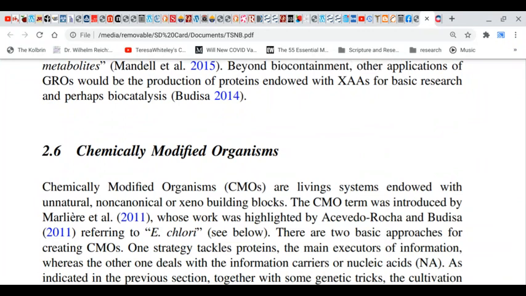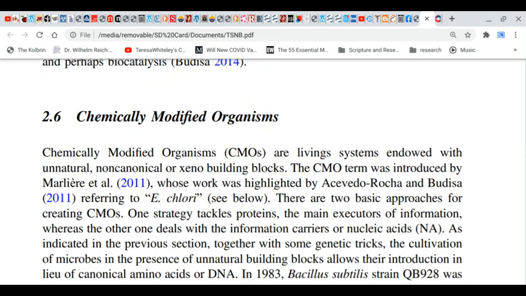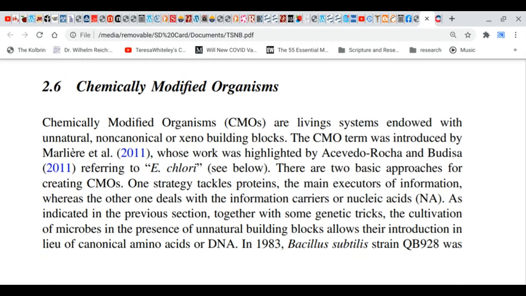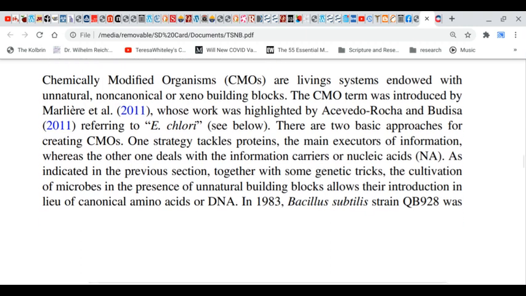Chemically modified organisms are living systems endowed with unnatural, non-canonical, or xeno building blocks. The CMO term was introduced by Marlière, whose work was highlighted by Acevedo, Rocha, and Budisa, referring to E. chlori. There are two basic approaches for creating CMOs. One strategy tackles proteins, the main executors of information, whereas the other one deals with the information carriers, or nucleic acids.